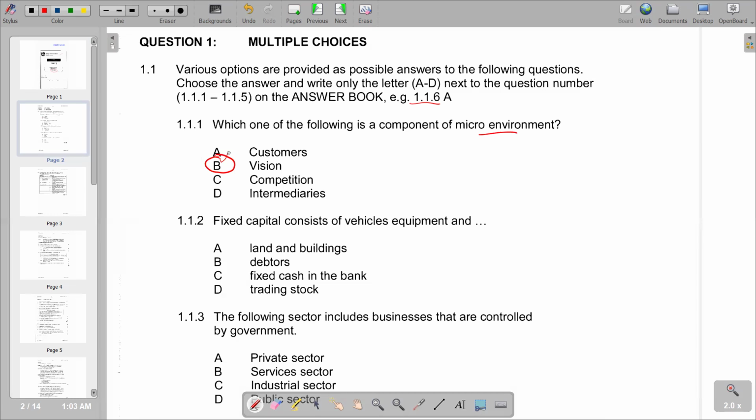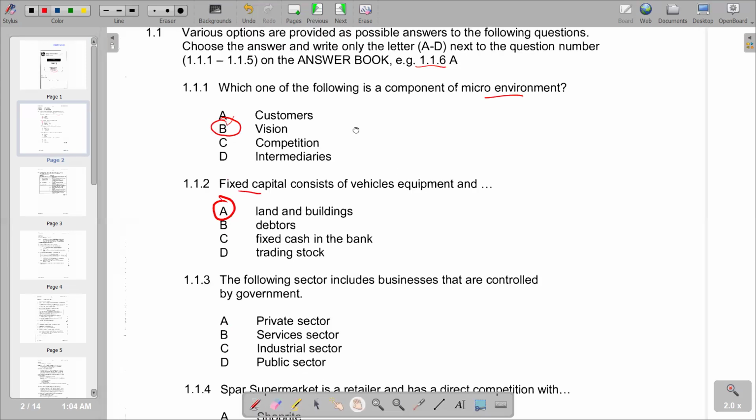We go to the next part of our question, which is: fixed capital consists of vehicles, equipment, and cash. We're given land and buildings and debtors, fixed cash in the bank, and trading stock. But when we're talking about fixed capital, we relate it to non-current assets or fixed assets. So according to the responses, land and buildings are our fixed assets, which means A becomes the correct response.